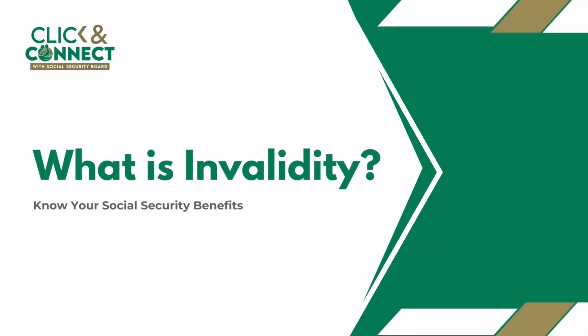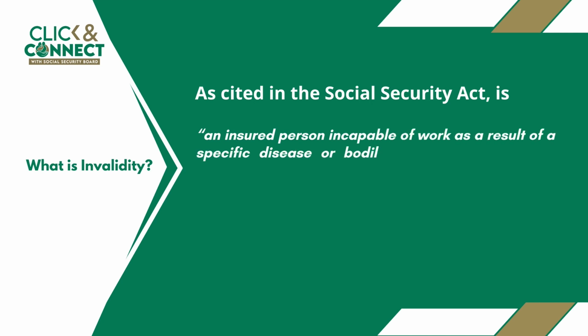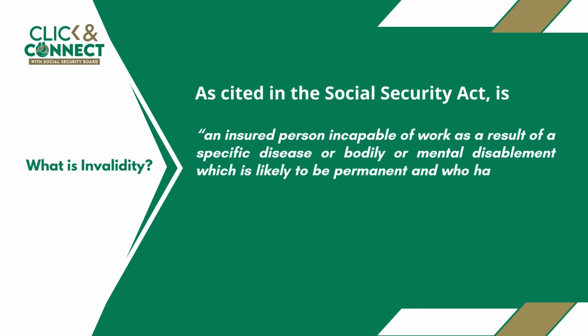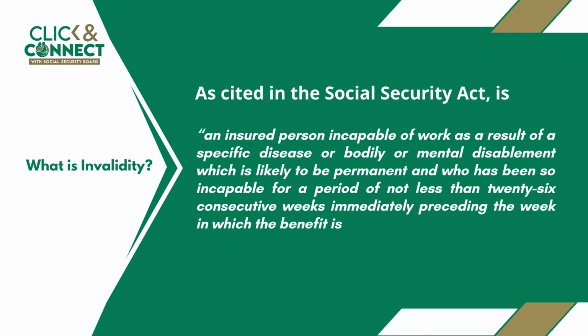Let's begin by defining an invalid. An invalid, as cited in the Social Security Act, is an insured person incapable of work as a result of a specific disease or bodily or mental disablement, which is likely to be permanent and who has been so incapable for a period of not less than 26 consecutive weeks immediately preceding the week in which the benefit is claimed.